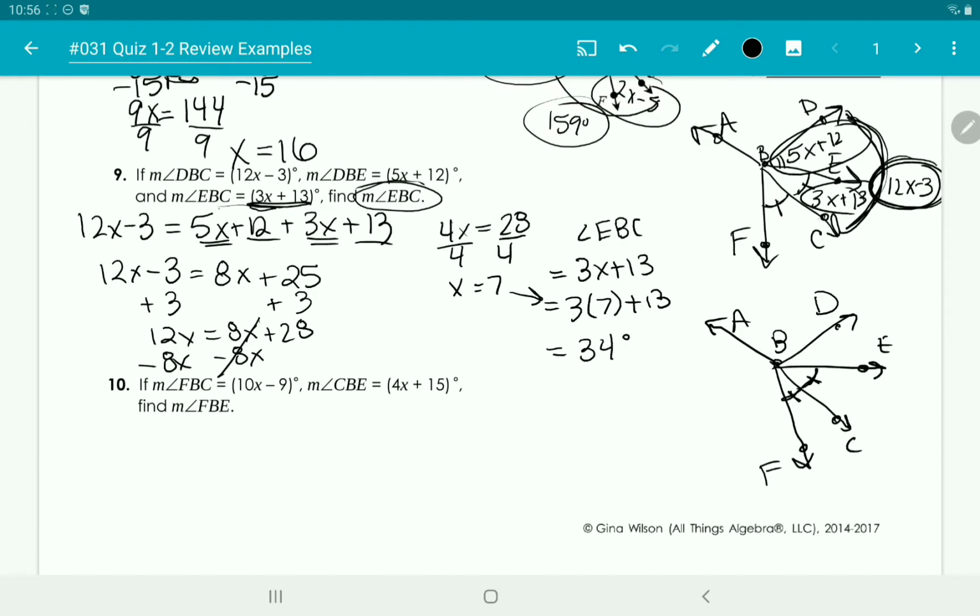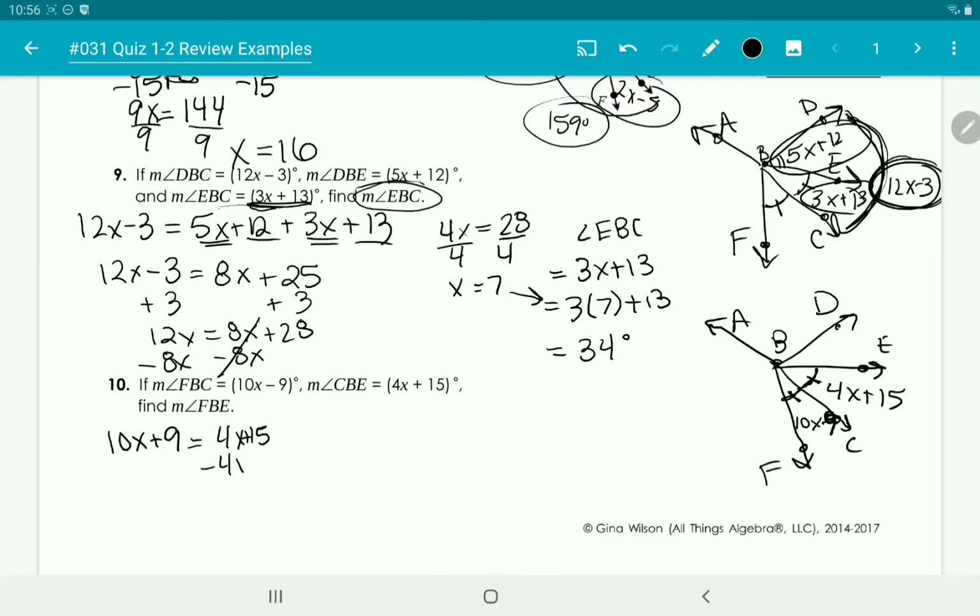So this says if angle FBC is 10x minus 9, and CBE, this one right here, is 4x plus 15, these two are the same. They're equal to each other. So we can take this 10x minus 9 equals 4x plus 15 because they're the same measure. We can solve for x with that.